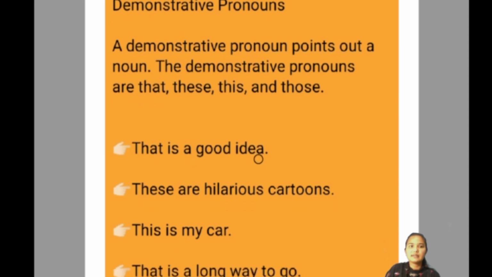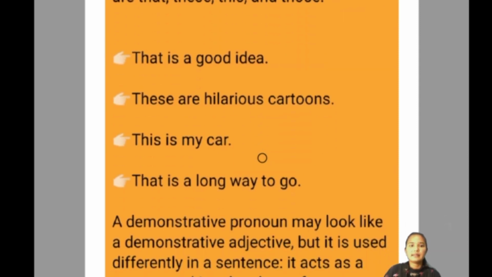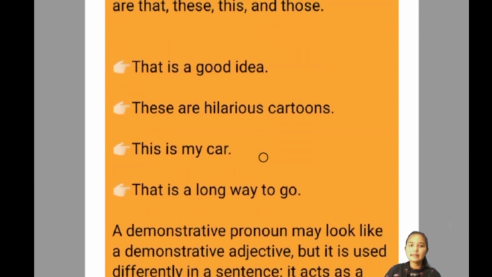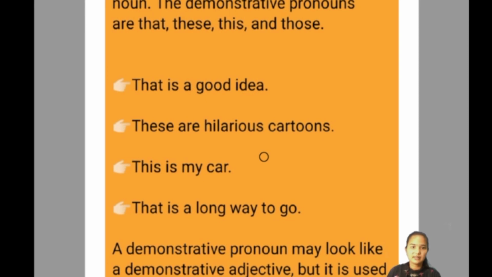The next one is demonstrative pronoun. As we can understand from its name, it is to demonstrate something or to point out something. A demonstrative pronoun points out a noun. The demonstrative pronouns are that, these, this, and those. Now see some examples. That is a good idea. Here we are talking about the idea which is good. That is a demonstrative pronoun because we are pointing something out.